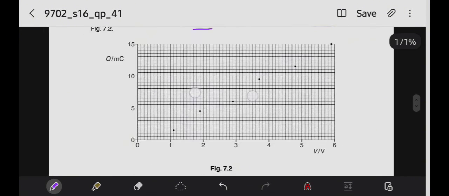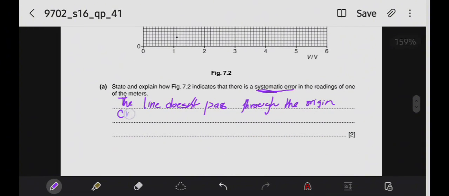And why should it pass through the origin? Because charge should be proportional to the potential difference.